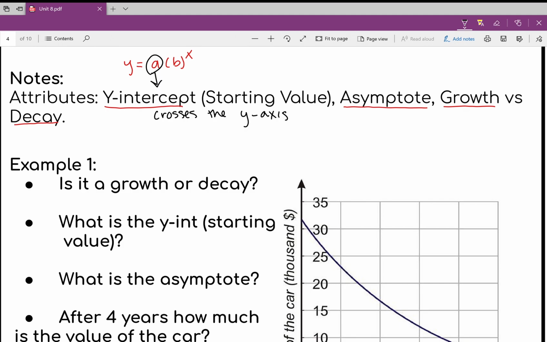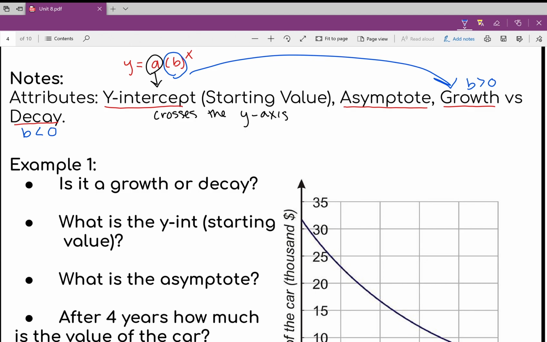Now I'm going to skip asymptote real quick, and I'm going to go to growth and decay. So that b right here is going to determine if it's a growth or a decay. So this goes over here with growth and decay. So we know it's a growth if b is greater than 0. And we know it's a decay if b is less than 0.